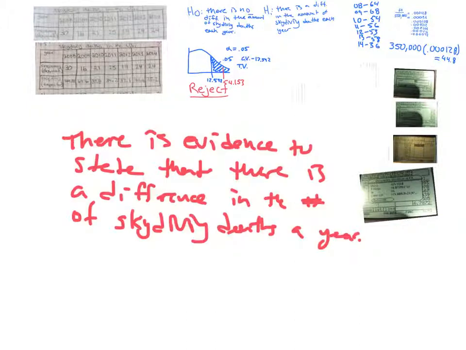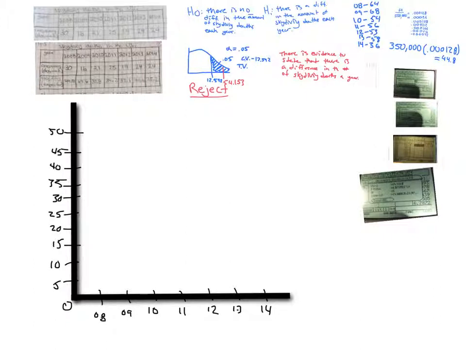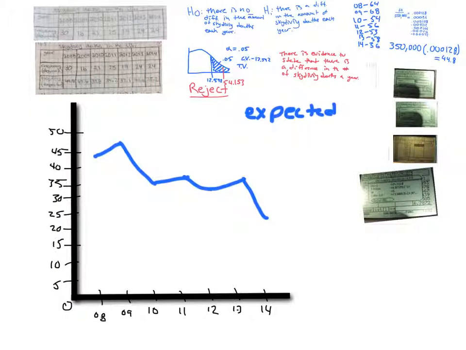So our statement will be, since we rejected, there is evidence to state that there is a difference in the number of skydiving deaths a year. After this, we just have to do one more thing, and that is to do our goodness of fit graph. After you made your graph, we got to plot the points. I'll be using red for the observed points and blue for the expected points, and we'll start with expected. So we have the expected line, and then now we have the observed.